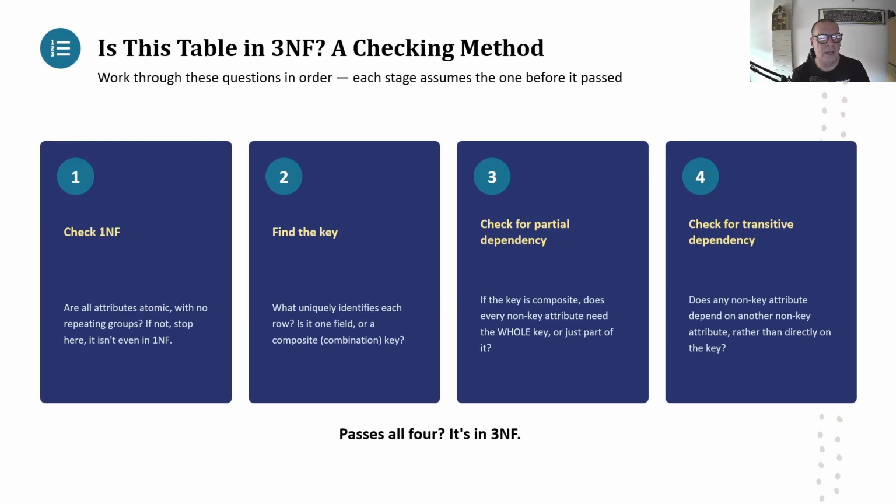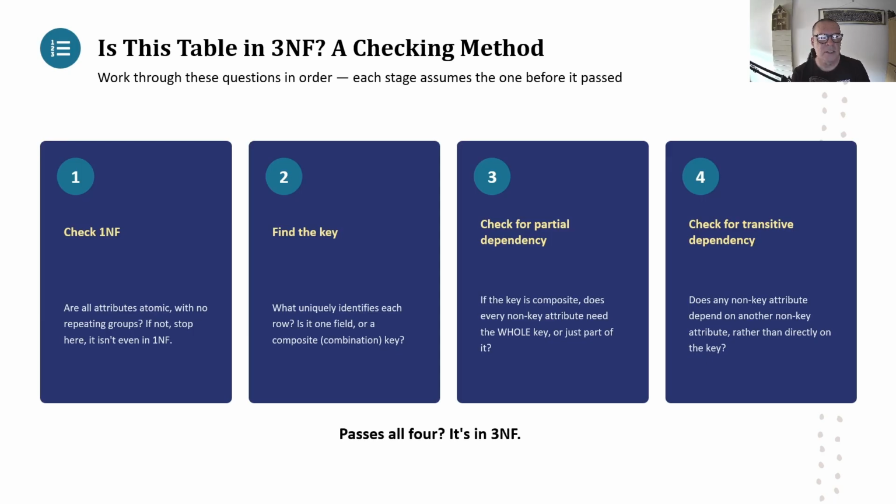So check all the attributes and see if they're atomic. Are there any repeating groups, repeating attributes? If there are repeating attributes or repeating groups, then you say no, this is not in third normal form because it's not even in first normal form, and you'd say this attribute repeats or something like that. So be specific and say what is it that's stopping it from being in first normal form.